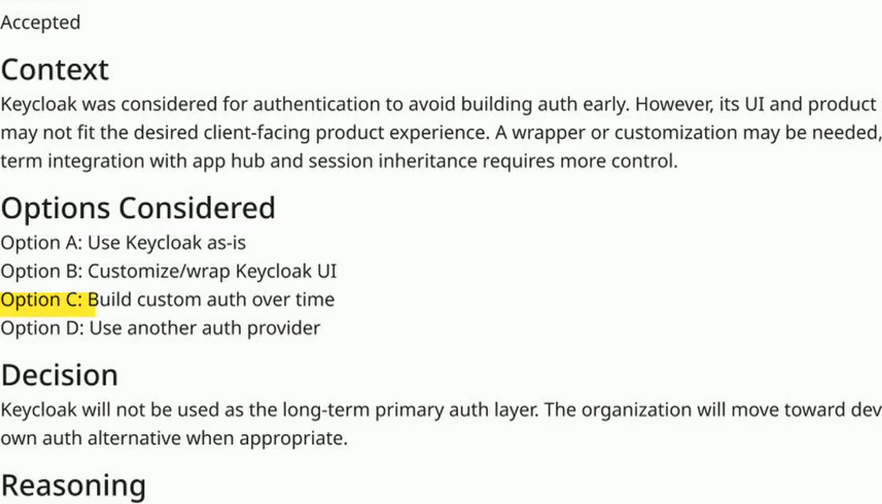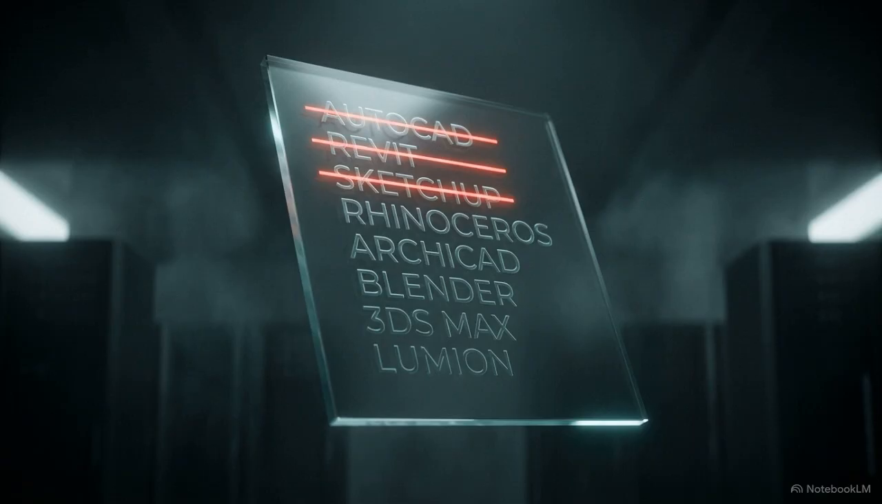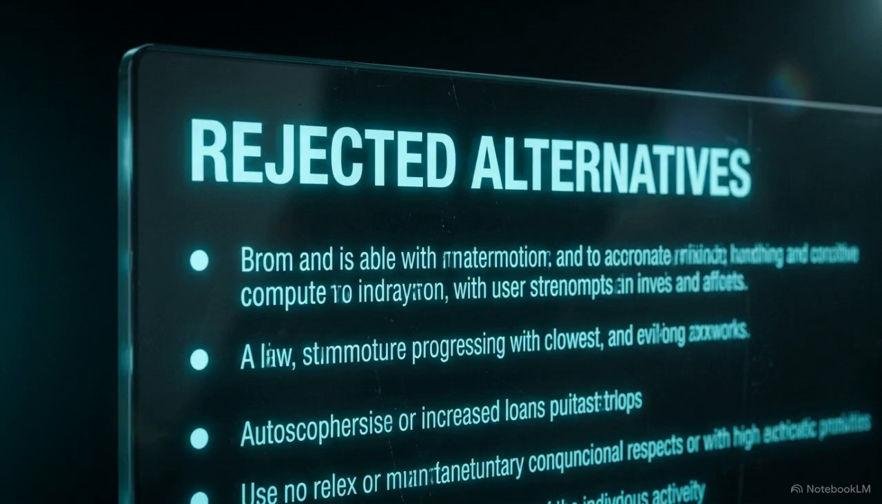Framing the context and explicitly listing those rejected options does something crucial. It proves to future engineers that you didn't just ignore the obvious alternatives. You evaluated them, and you moved past them.